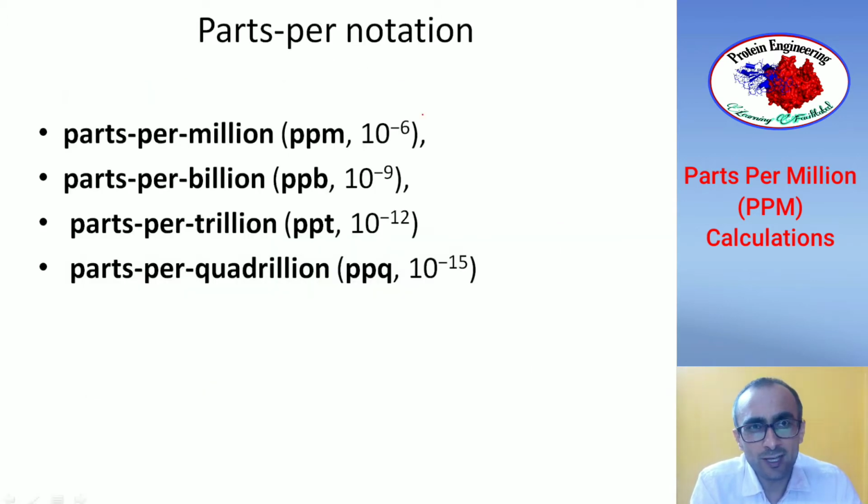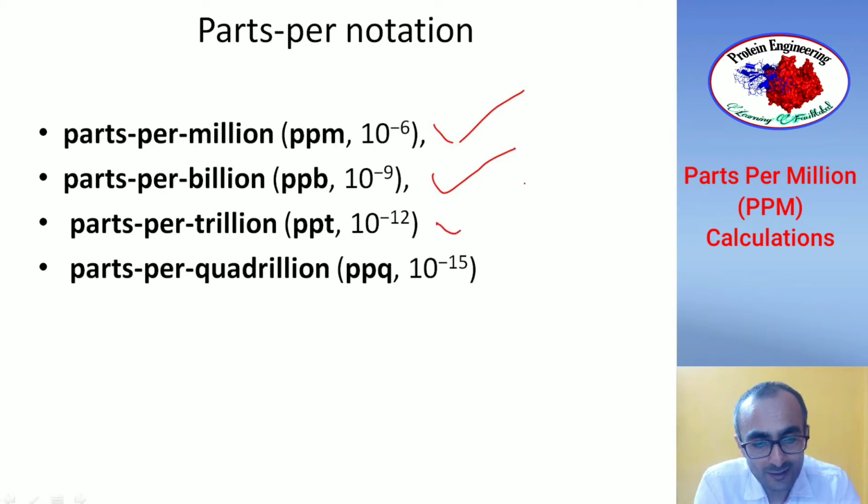Parts per notation can be defined in terms of parts per million, that's ppm, that is equal to 1 millionth, 10 to the power minus 6th fraction of something in a solution. Then parts per billion, that is 10 to the power minus 9, or parts per trillion, ppt, that is equal to 10 to the power minus 12 fraction. Or if the solution is very diluted, in that case parts per quadrillion is also used, ppq, that is equal to 10 to the power minus 15th fraction of all the parts in a mixture or in a solution of a given compound.